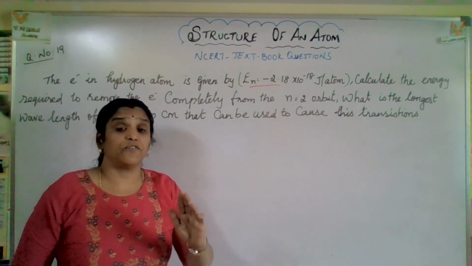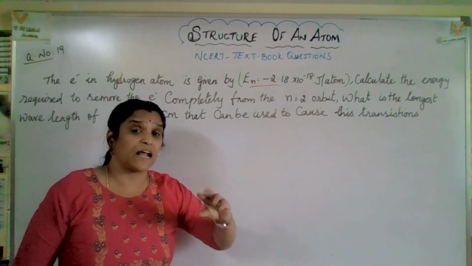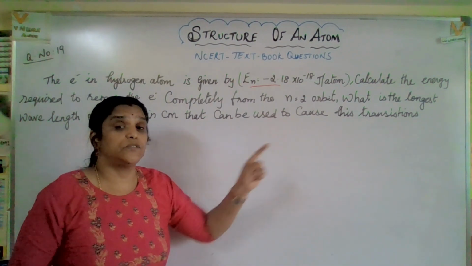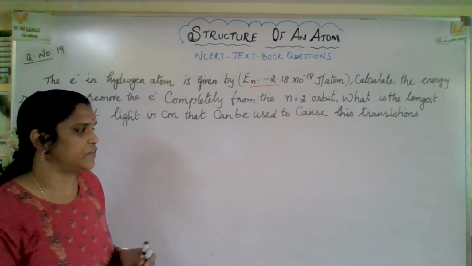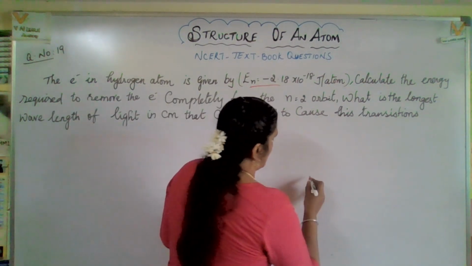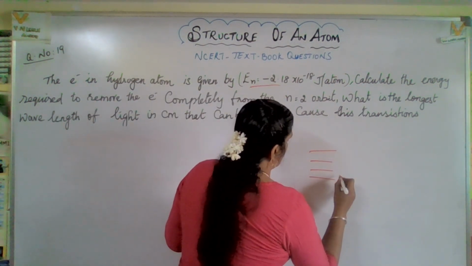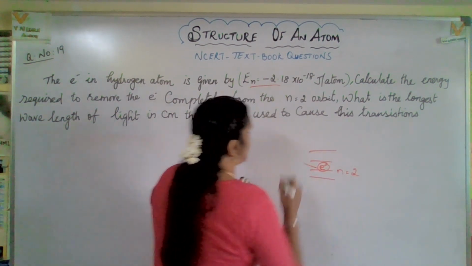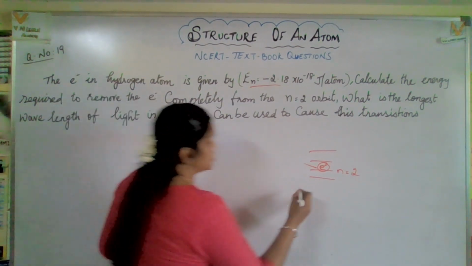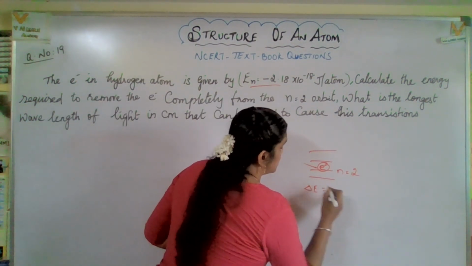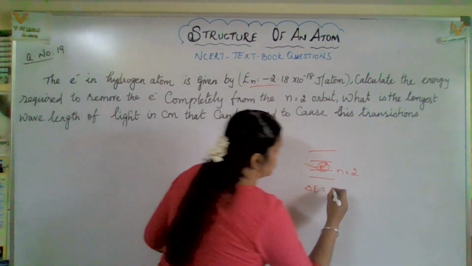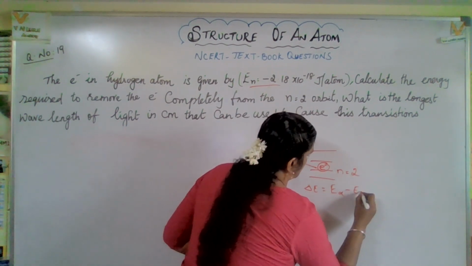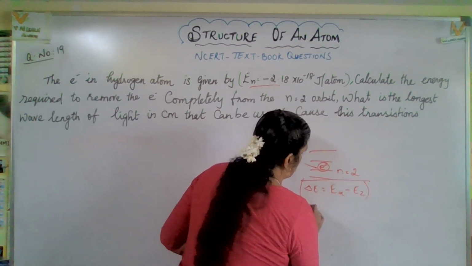First and foremost, you have to find out the energy required to remove the electron from the second orbit. Second, what is the wavelength for this transition? So two things you have to find out. When we are removing the electron from the second orbit, you need energy, so delta E equal to, they did not mention from where to where, so let us take it as E infinity minus E2.